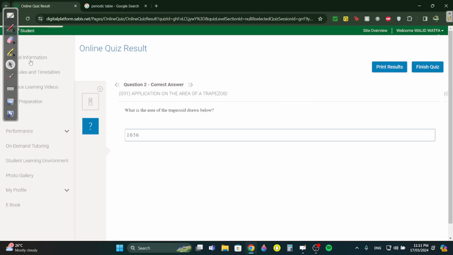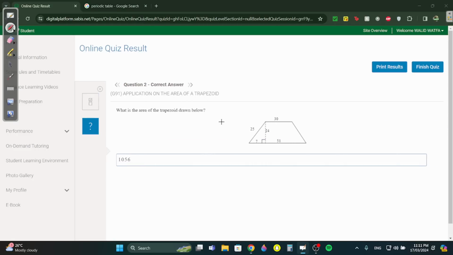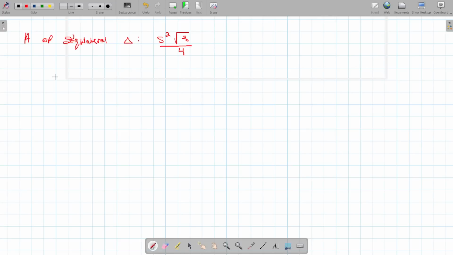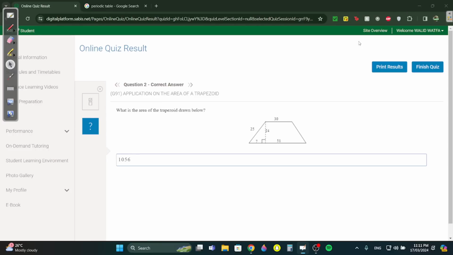Question 2. Area of a trapezoid. Second formula. Area of a trapezoid is base 1 plus base 2 over 2 times the height. I think everybody's familiar with this one.